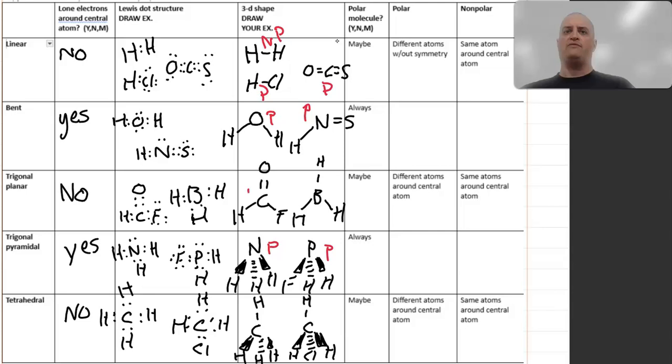Here we have different atoms around the central atom. Here we have the same atoms around the central atom. The same, so nonpolar. We have something different, so it's polar. So this kind of guide should help give you an idea of polarity of the molecule, which will help you understand what kind of physical properties it will have. So that becomes very important as we move forward.